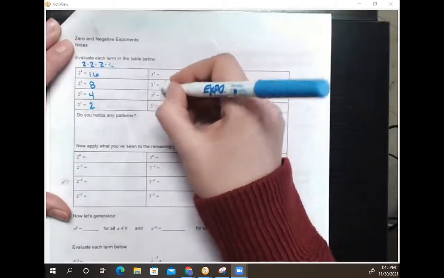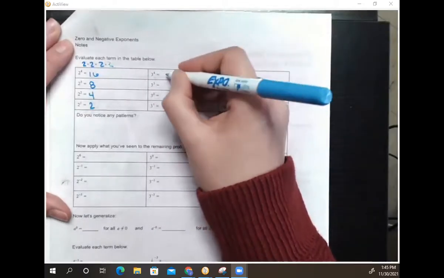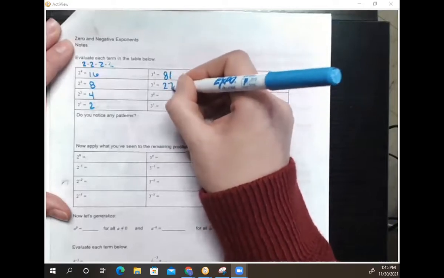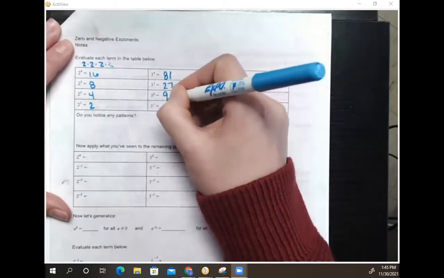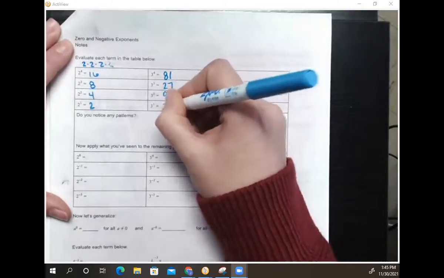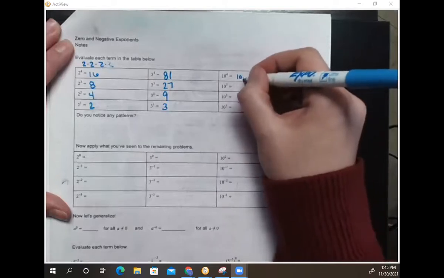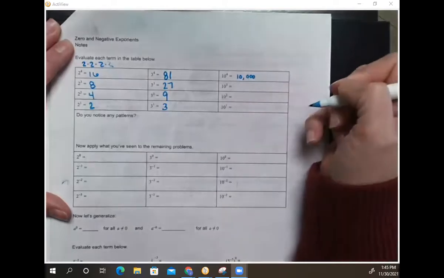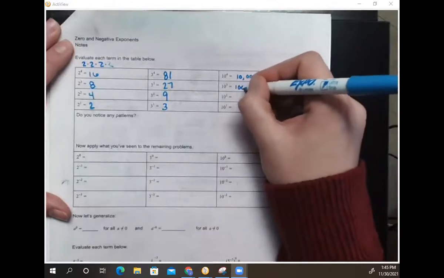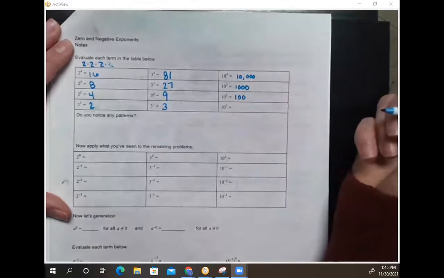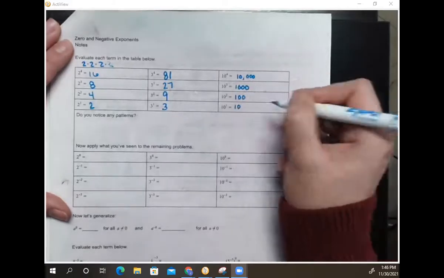If I look at my powers of 3 here, 3 to the 4th would be 81. 3 cubed is 27. 3 squared is 9. 3 to the first is 3. 10 to the 4th would be 10,000. 10 cubed would be 1,000. 10 squared is 100. And 10 to the first is 10.